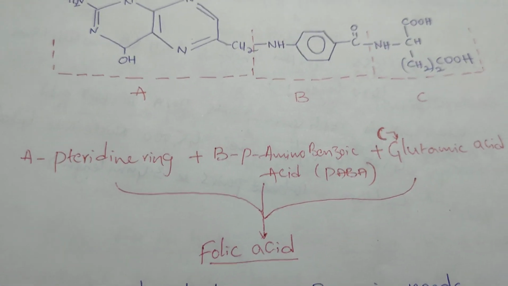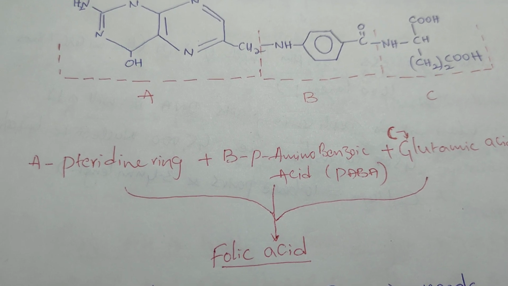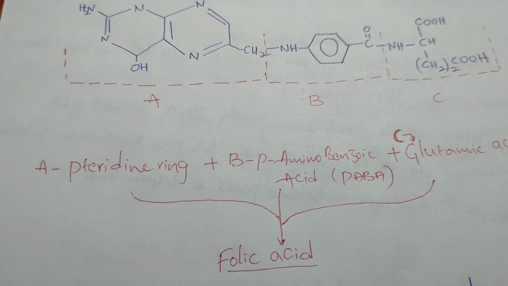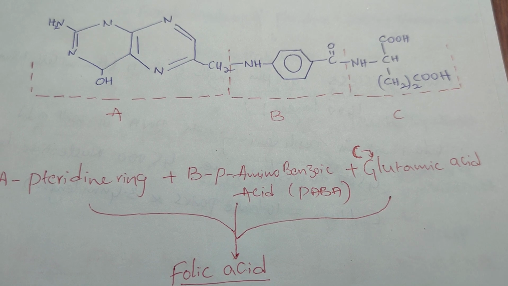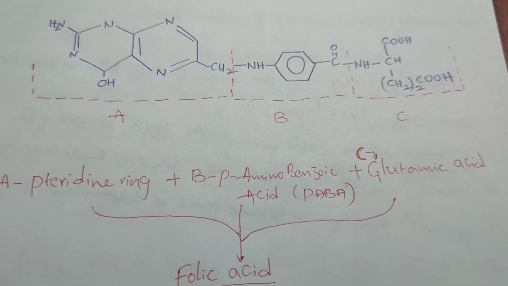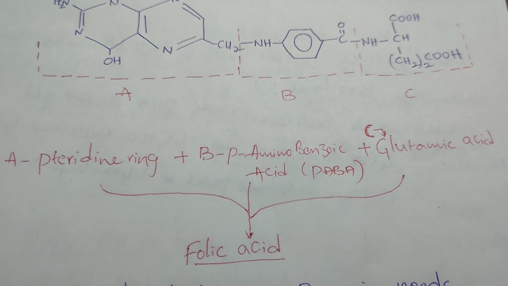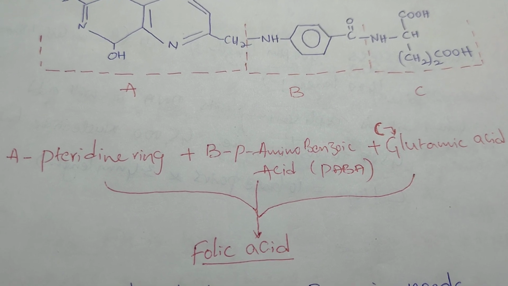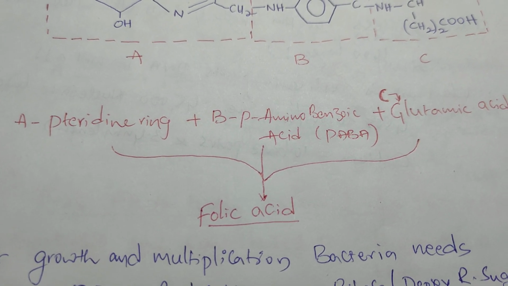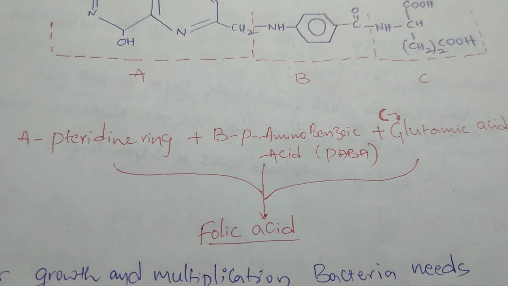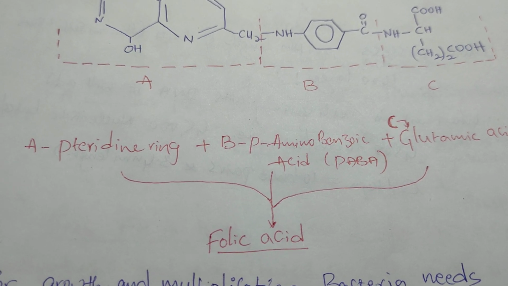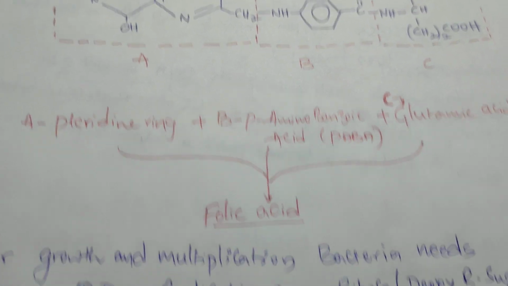See here, the first portion, A ring, is called the pteridine ring. The next one is called para-aminobenzoic acid, and the third fragment is called glutamic acid. Altogether, the combination of three chemicals leads to folic acid. So what is this folic acid, friends? This folic acid is highly important for bacteria as well as the human body. Now let us see in what way it is important.